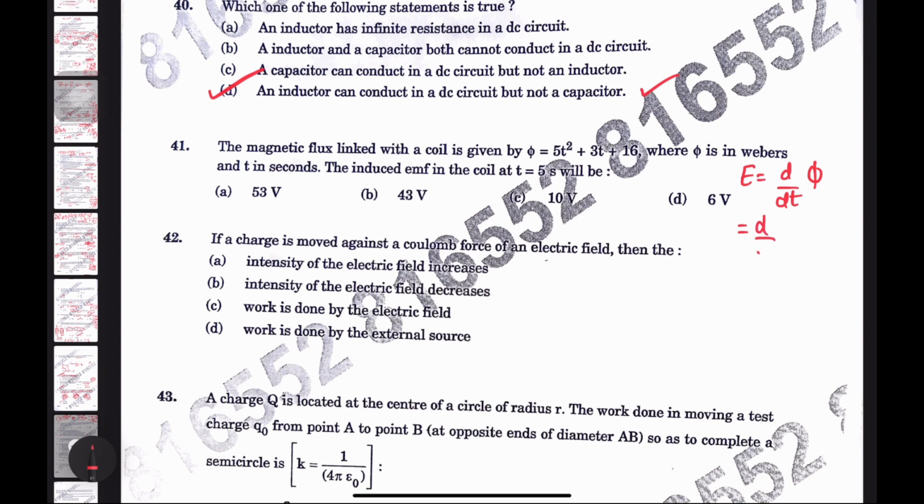So when you take the differentiation of 5t square plus 3t plus 16, I'm not going to give a detailed instruction on how to solve it. On taking the derivative, we have 10t plus 3. Put the value of t as 5, then 10 into 5 plus 3. So a very simple calculation, 53 volt. A is the correct option in this question.